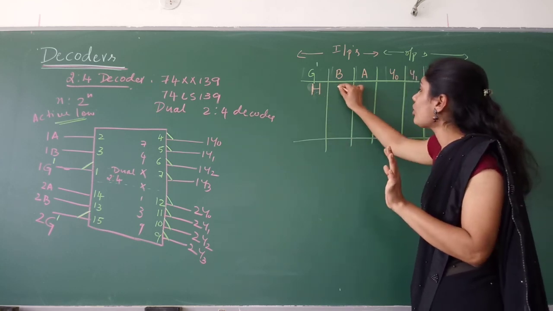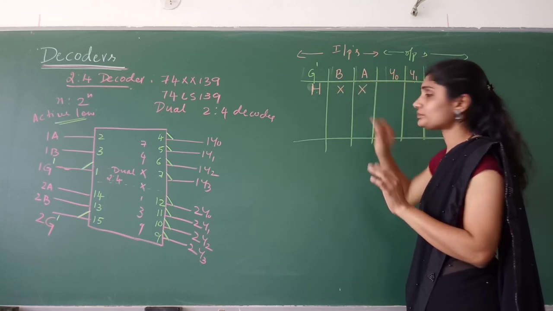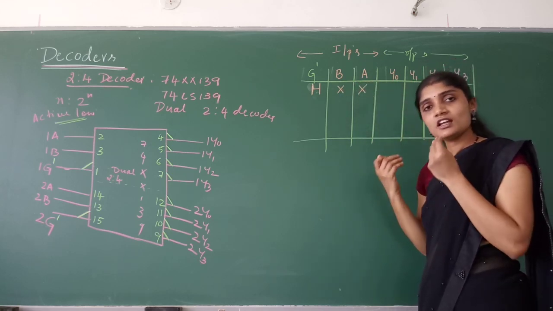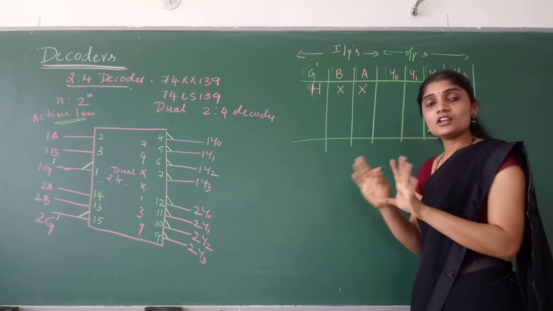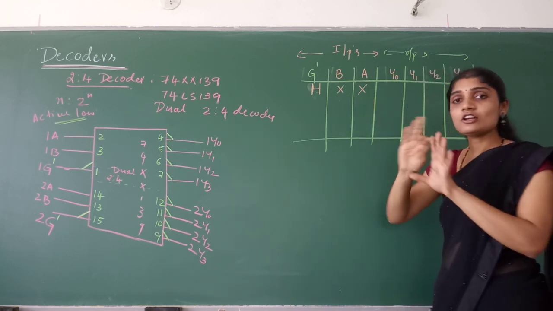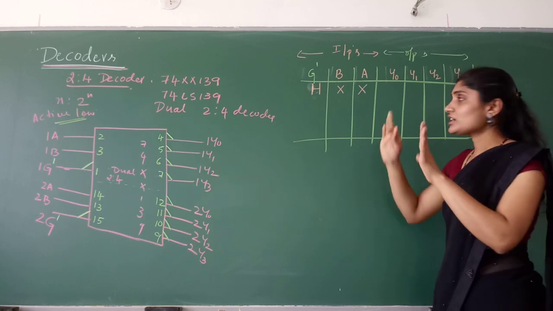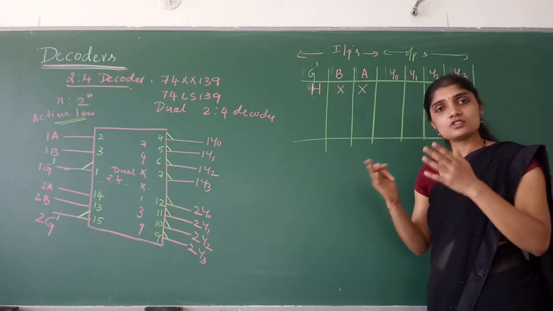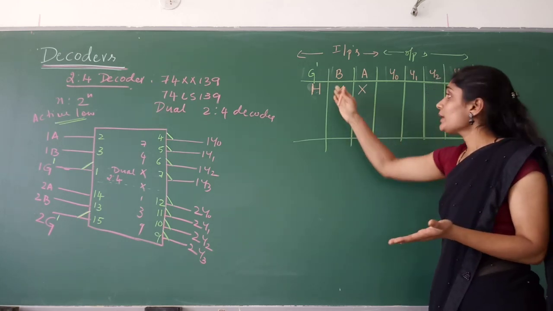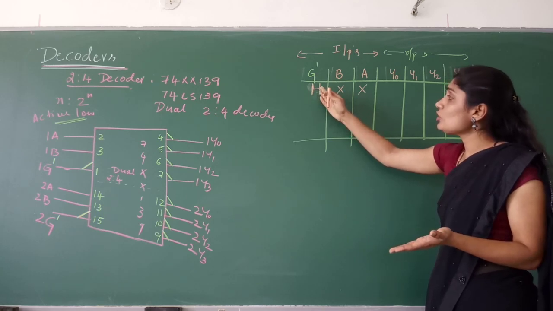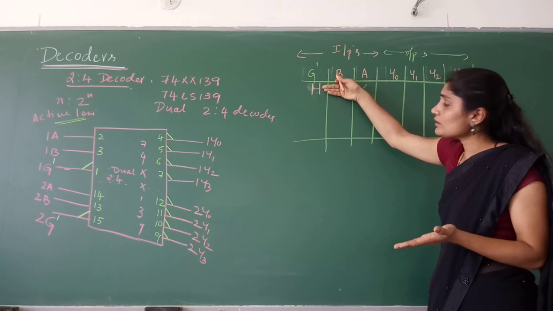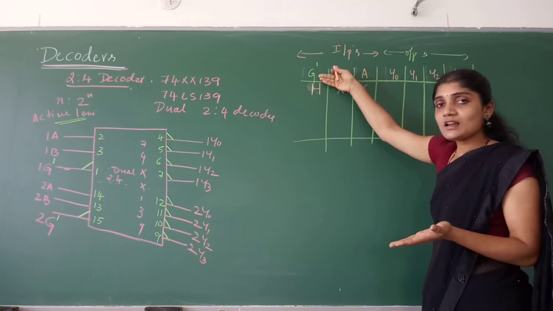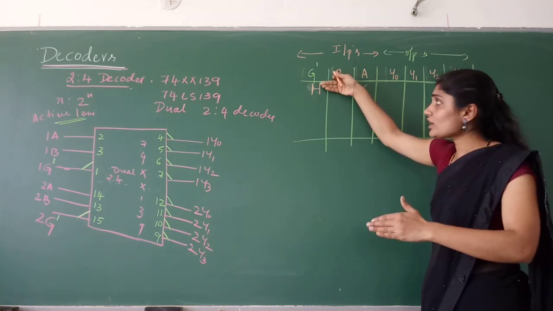That means whatever input you give, 00, 01, 10, 11, whatever you give, the decoder will not decode the inputs. That means your decoder IC is now off. It is not decoding the inputs because you are not giving an active low signal at the enable input. You are giving an active high input, but this input is active low. It will be active when you give a low signal.